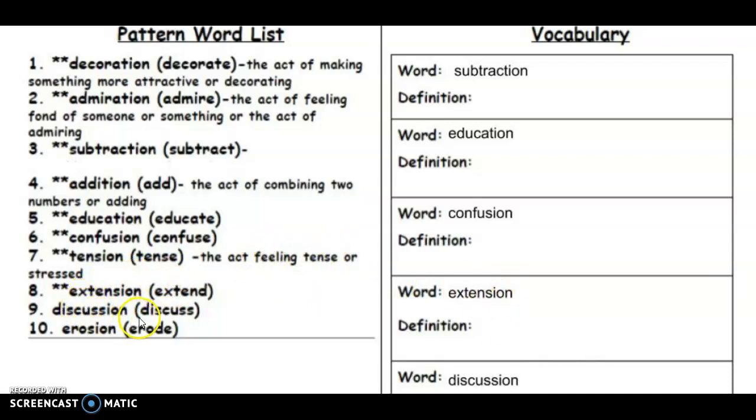9, discussion. Discuss is our base word. Here you will write the definition. And 10, erosion. And erode is our base word. Again, you're going to give the definitions of these words with the suffixes tion or sion added to them.